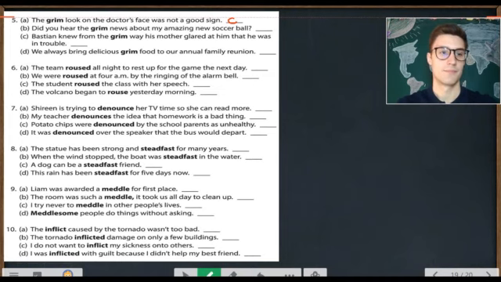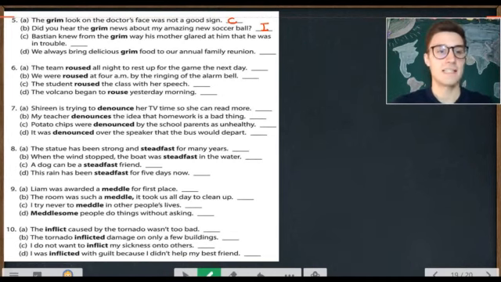B. Did you hear the grim news about my amazing new soccer ball? Grim news about an amazing new soccer ball? Could that be correct? Incorrect, because grim is bad, unfriendly, unpleasant. A great new soccer ball, an amazing new soccer ball is not grim.